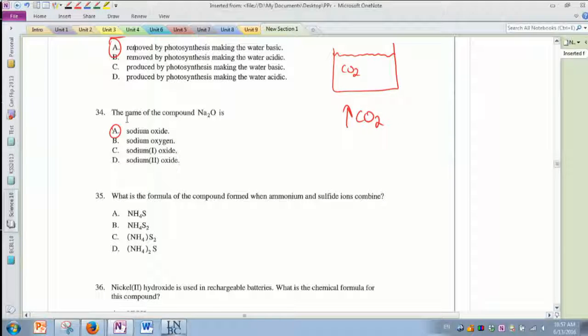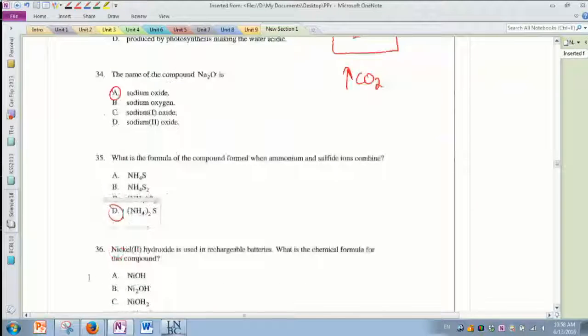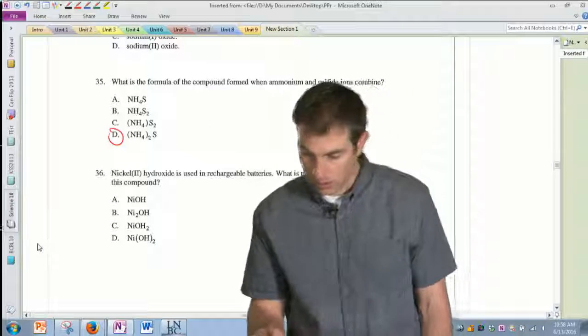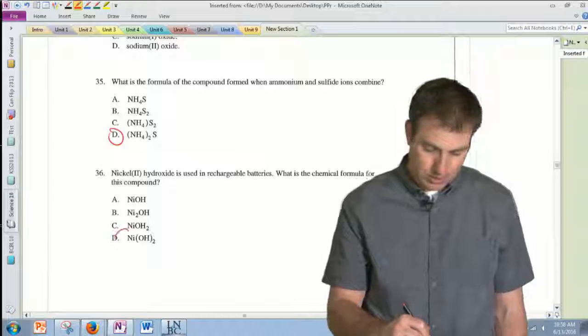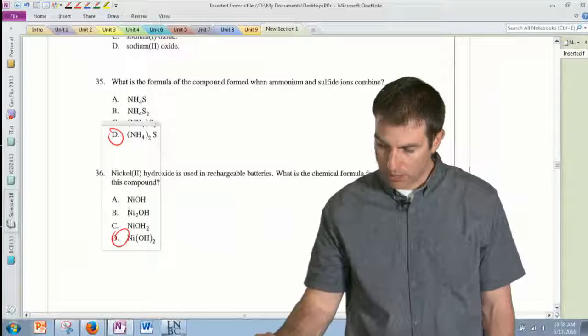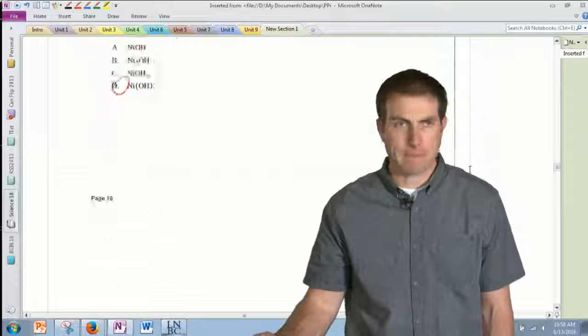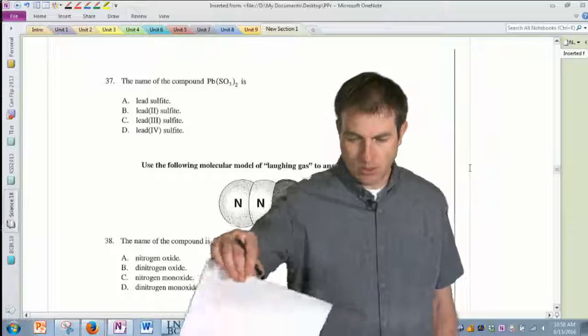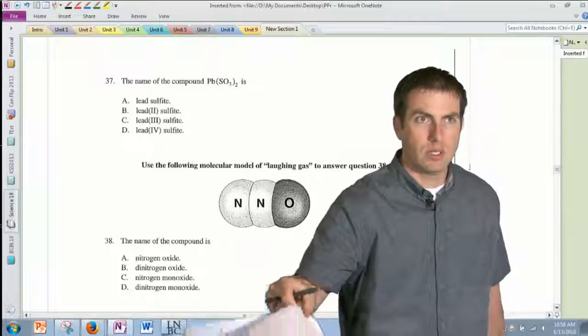What's the formula for the compound ammonium sulfide? Ions combine. Ammonium sulfide is (NH4)2S. Nickel(II) hydroxide, so it tells you the charge. Letter D, Ni(OH)2. Happy with that. You'll notice the naming ones are super easy if you know your naming rules.